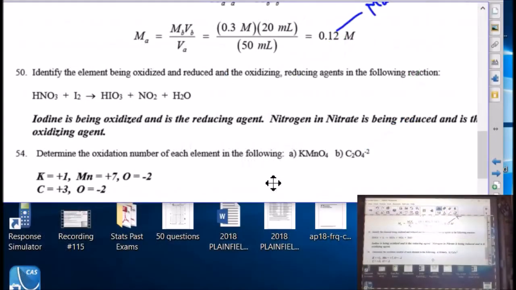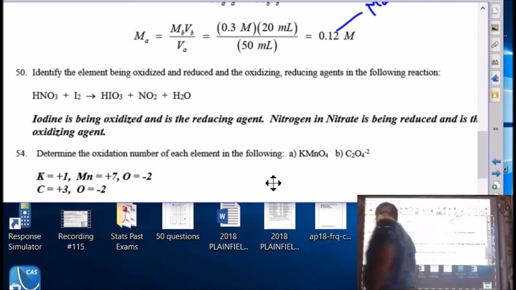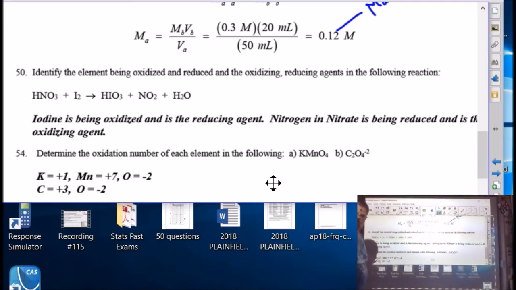50 says, identify the element being oxidized and reduced, the oxidizing agent, and the reducing agent. Okay, so we have to find out what the charges are to find out if something's being oxidized or reduced. So hydrogen, +1. We have nitrate here, NO3 with a -1 charge.